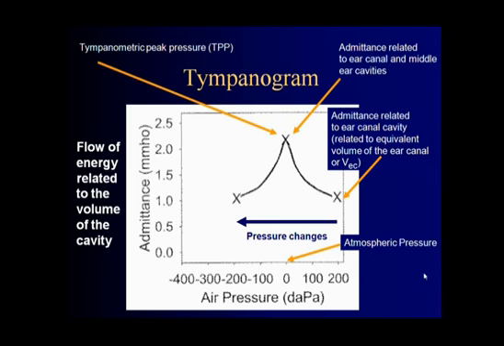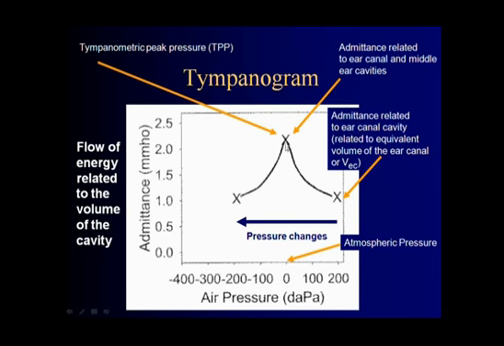So admittance is over here. As the pressure changes, then the probe tone will actually increase in level to the patient. So the patient hears this probe tone increase in level, but the microphone in the probe in the ear canal detects that the level of the tone is decreasing. Okay? So the level of the tone is decreasing in the ear canal. The level of the tone, if the patient can hear it, increases to the patient until we reach around 0 decapascals, which is atmospheric pressure.